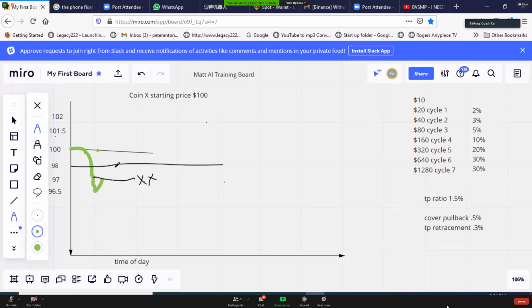So if the bot goes up to 98, it's not going to do anything yet. Remember, it has to go 1.5% above. But if it goes only 1% above and it comes back down, it's not going to do anything.